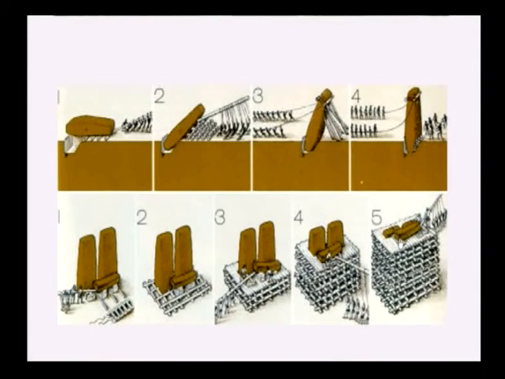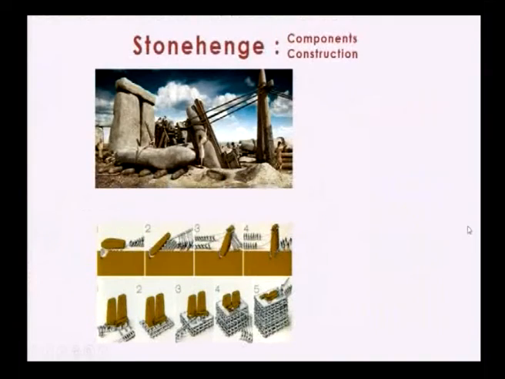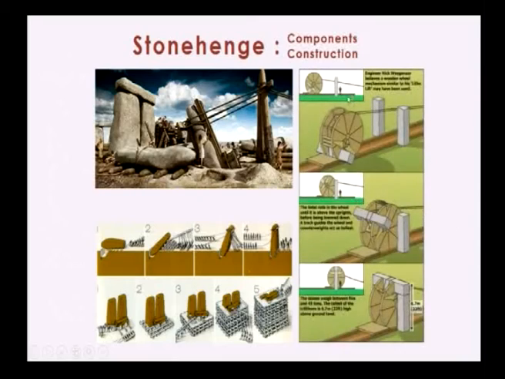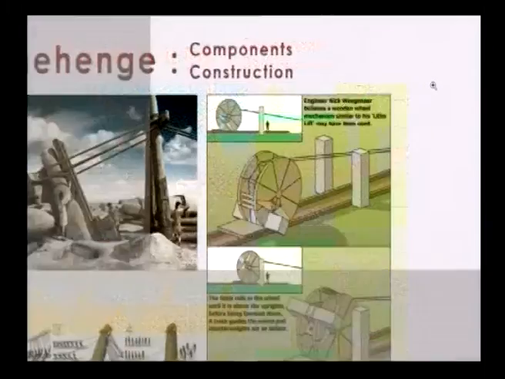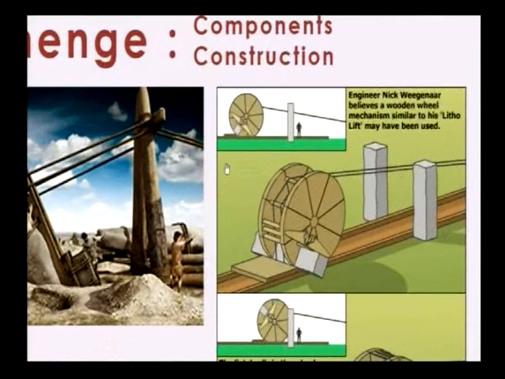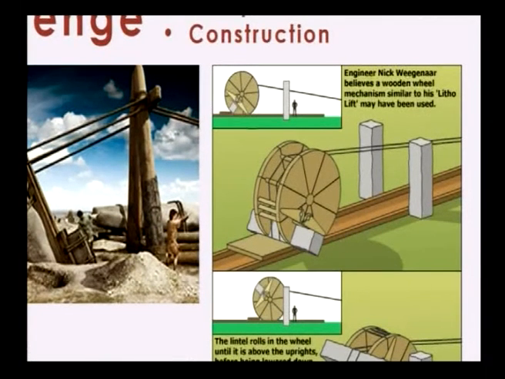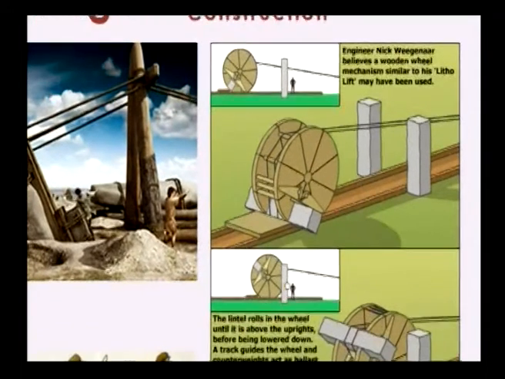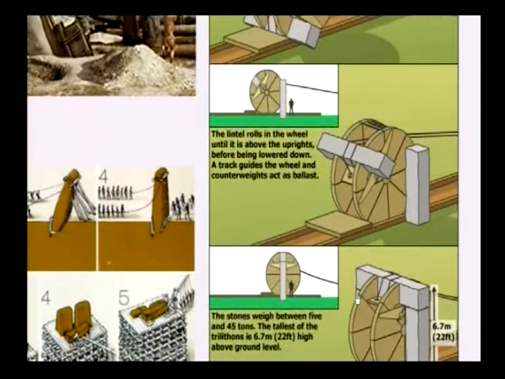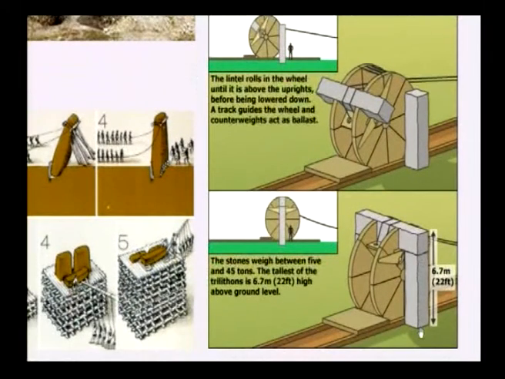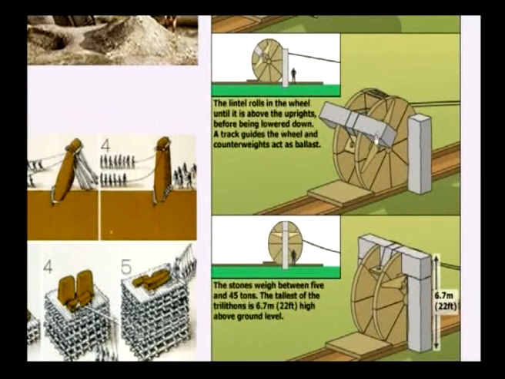to position it on top of the erected stones. Another theory is that they used a wheel. Engineer Nick Wegener believes that a wooden wheel was used to erect these lintels on top of the stone. This is a mechanism similar to his litholift. As you can see here, the lintel was attached to one portion of the wheel and the wheel was rotated, and the lintel was placed on top of the erected stones. This required careful planning and calculation. The stones weigh between 5 and 45 tons.